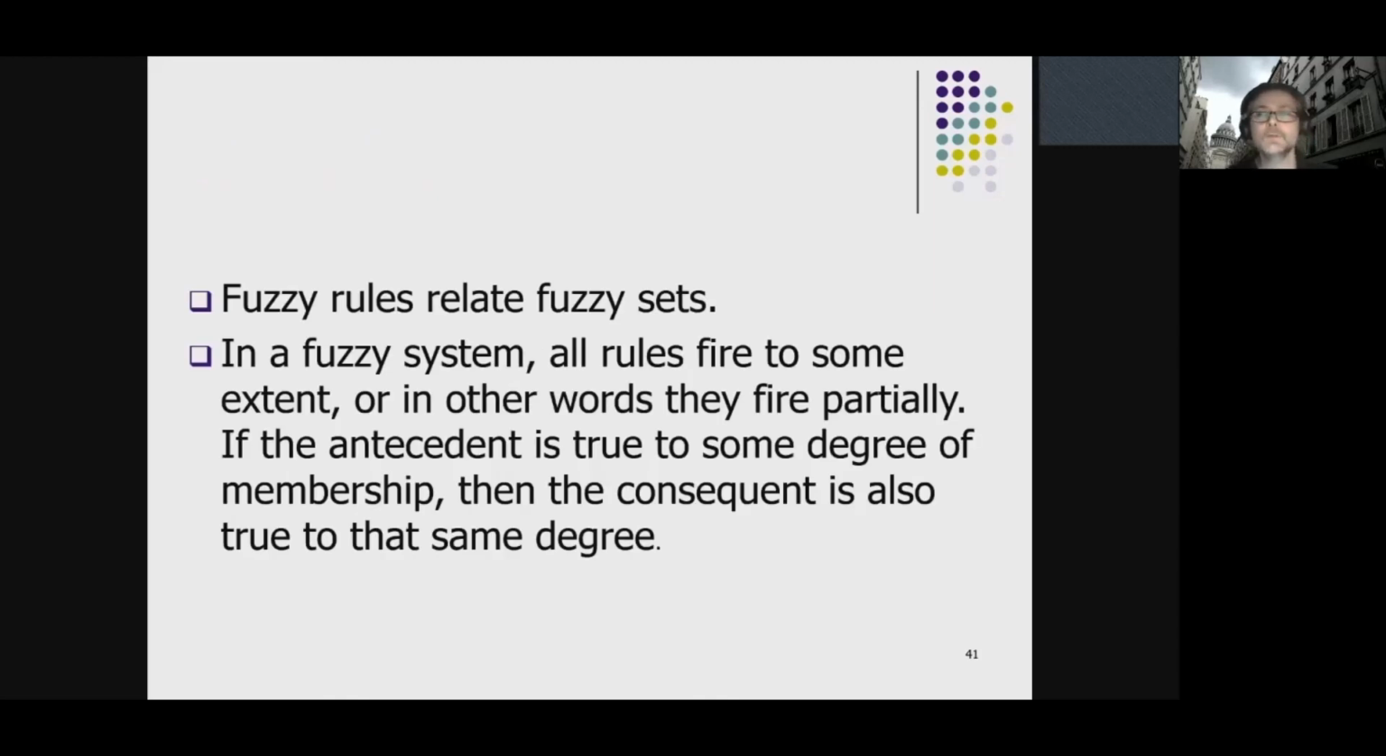Okay. So fuzzy rules will relate fuzzy sets, and in a fuzzy system, like in a normal knowledge-based system, we have all these rules firing, but in fuzzy logic, they all fire to some extent. They fire partially. When the if part of the rule is true to some degree, the rule is triggered and it produces an action depending on the then part, which is again true to some degree. Okay, that's how it works.